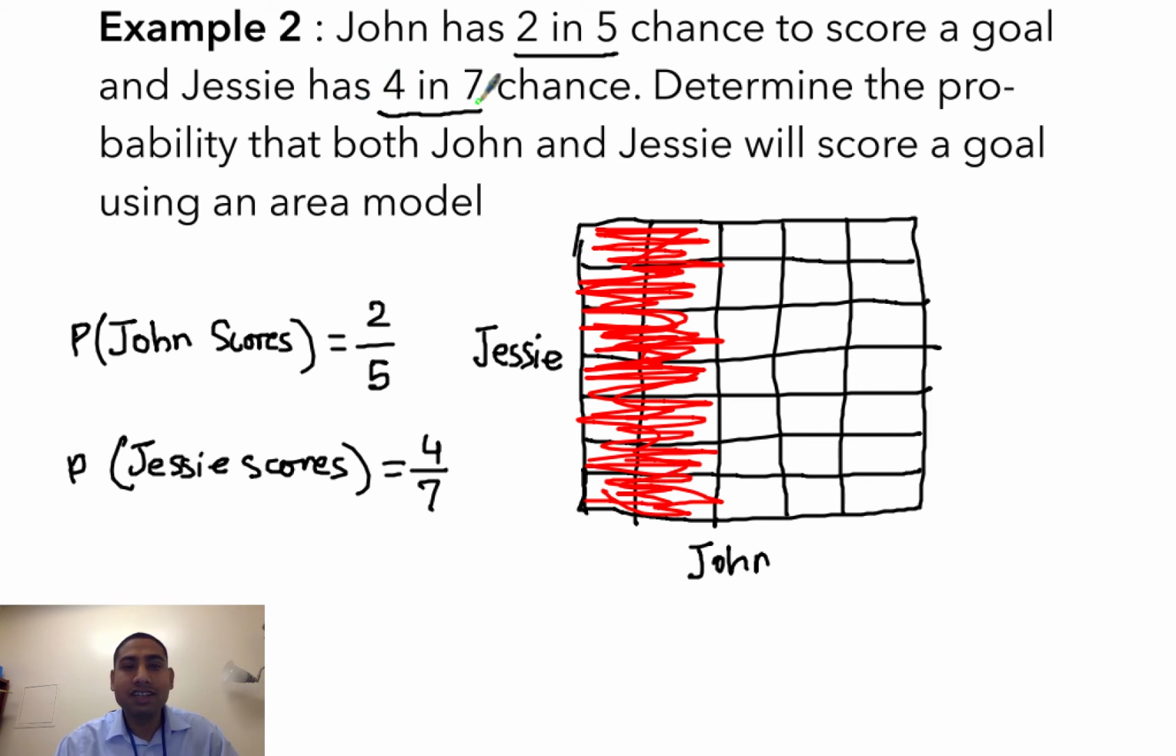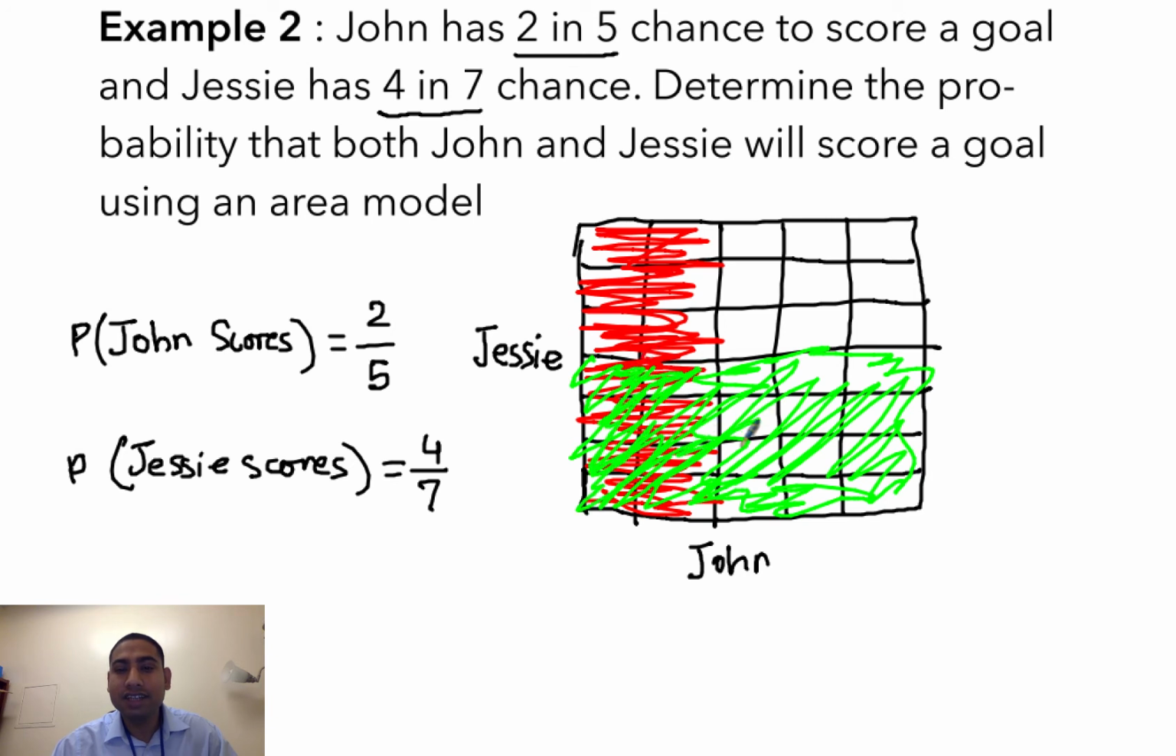Likewise, there's 4 in 7 tens that Jesse scores the goal. So now I'm going to count 1, 2, 3, 4. So I'm going to shade all this all the way to the other side. So all of this part. The area of this rectangle that I've shaded green now represents the probability that Jesse scores. Now to find the probability that both of them score, I'm going to have to take a look at the common area. So this part right here, where both colors are present, is going to give us the probability that both John and Jesse will score.